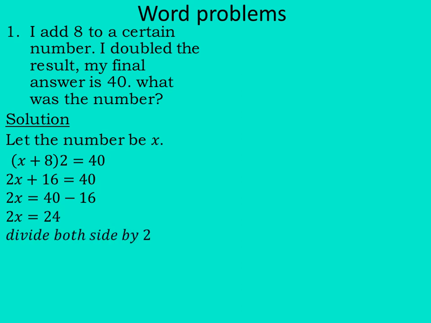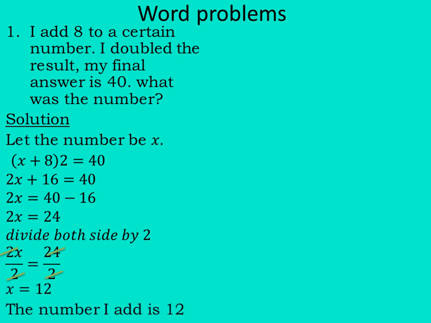So we divide both sides by the coefficient of x, which is 2. 2 will cancel 2, and we have 24 divided by 2, that will be 12. So x is equal to 12. The number is 12. So that's the conclusion. Remember, in word problems we write a conclusion. The conclusion is very important.